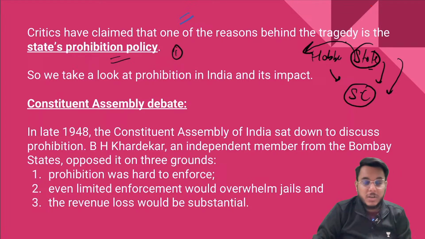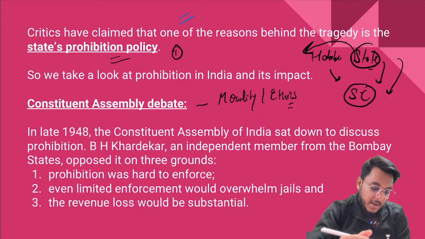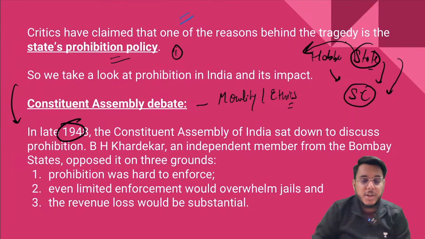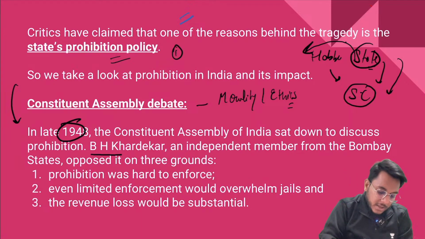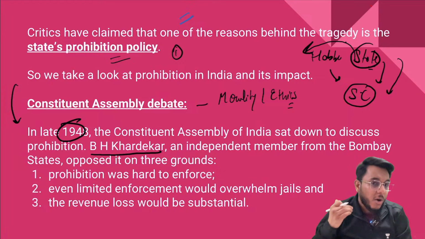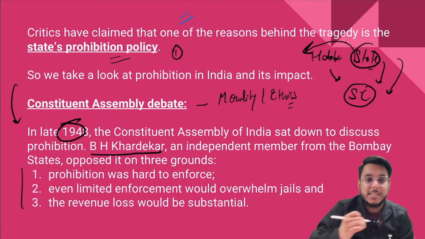Now, when we talk about the Constituent Assembly debates with respect to the prohibition provisions, understand this, guys: the consumption of alcohol or liquor in India is equated with morality and ethics. Is it clear or not? Fine. Now, in the Constituent Assembly in 1948, member B.H. Hardekar very clearly said that prohibition, a complete ban on liquor or alcohol, is not possible in India. Why? Because of three reasons that were given.